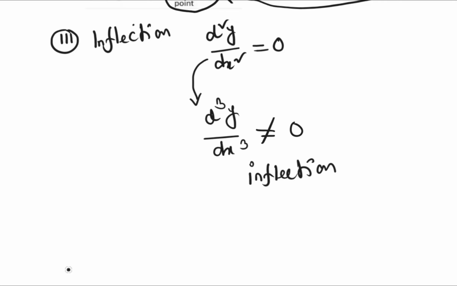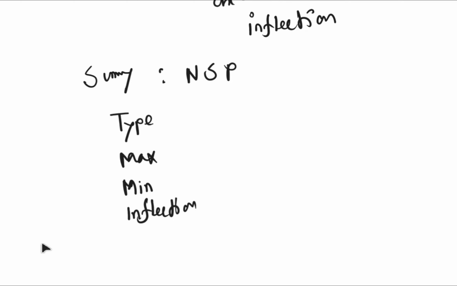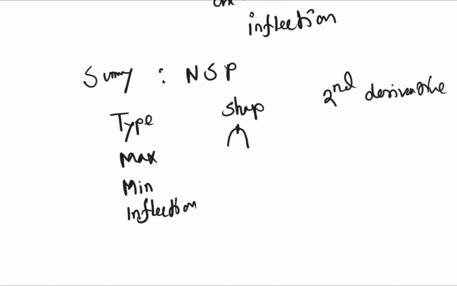Now let's have a summary. Summary for the nature of stationary point, the NSP. We can write down the types of nature. We found 3 possibilities: one is maximum, the second type is minimum, and the third one is inflection, right? And how the shape looks, and we actually check by the second order derivative. For maximum, it will look like this one, and here is the stationary point. And for minimum, it will look like this, and here is the minimum point.